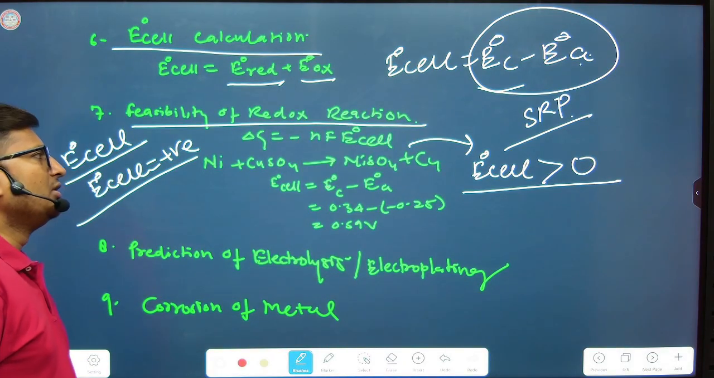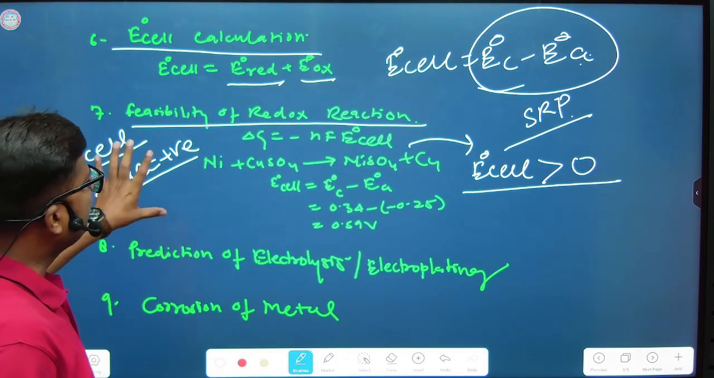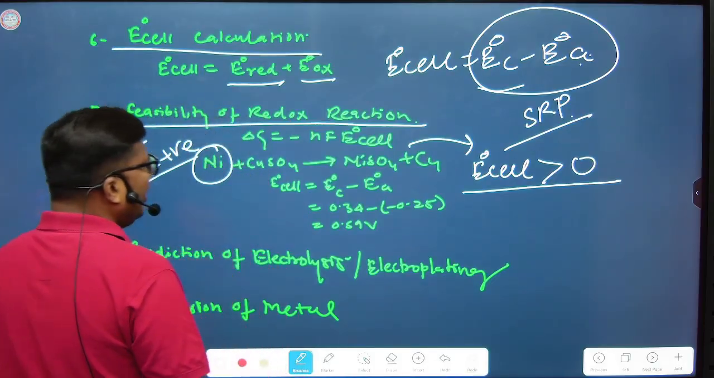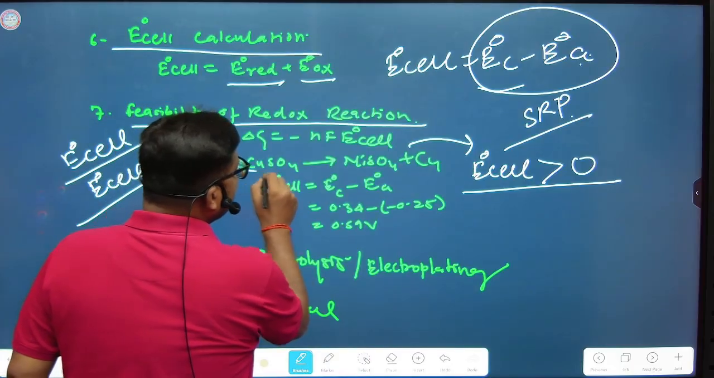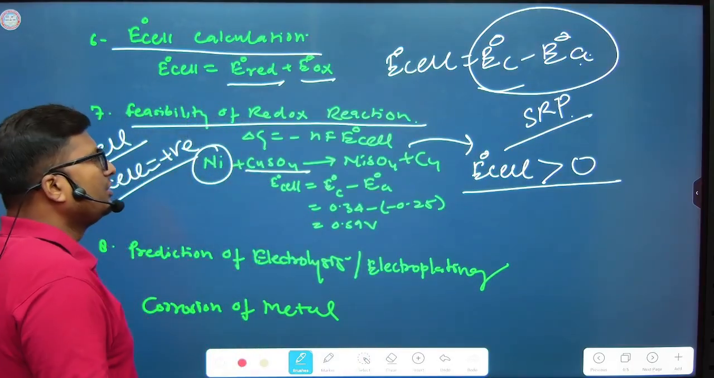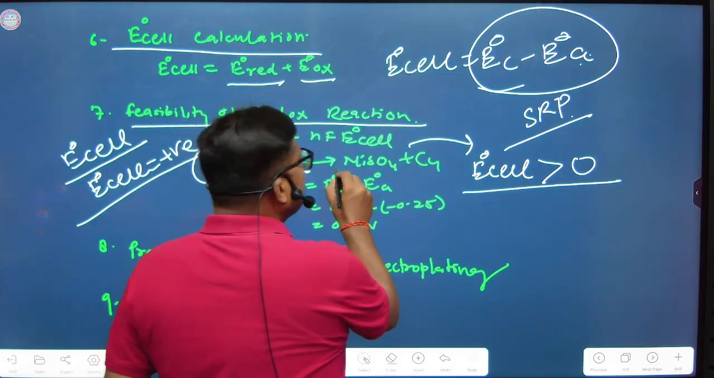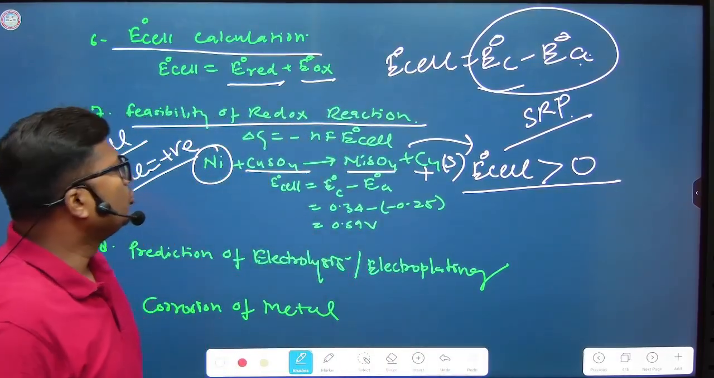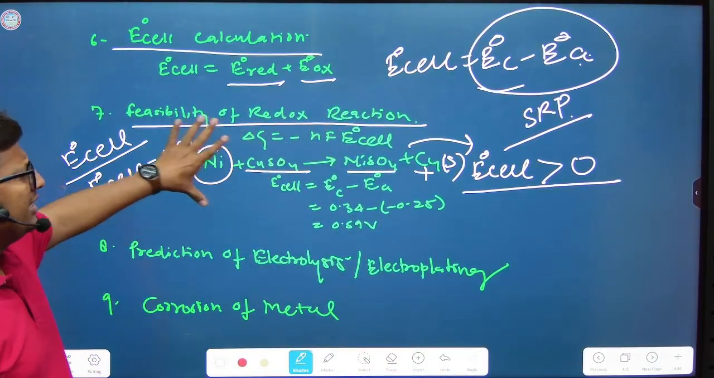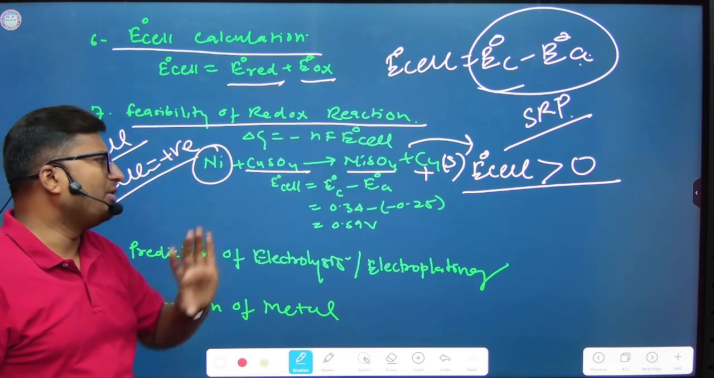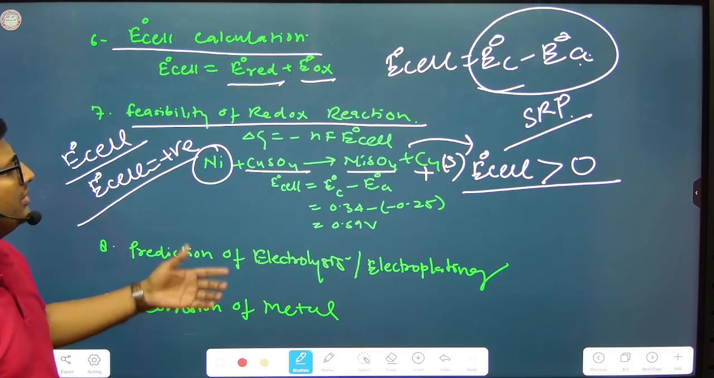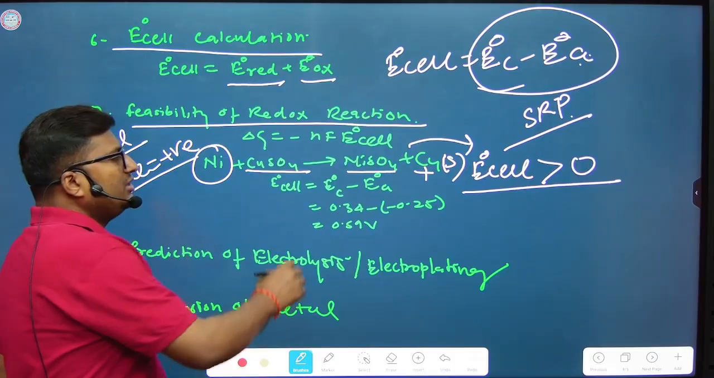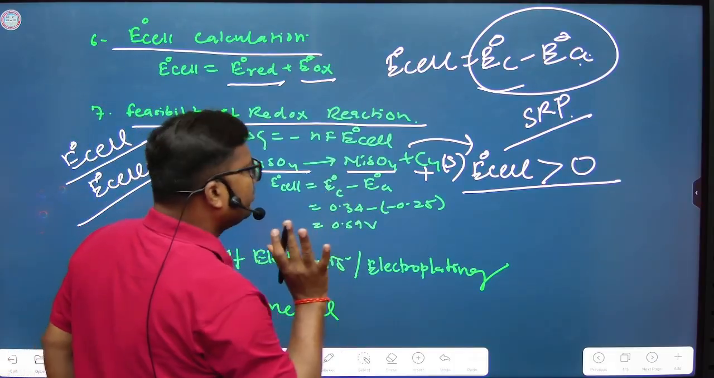Okay. Suppose we have a cell reaction like that. Here nickel is the element that is inserted in the copper sulfate solution, right? So it gives nickel sulfate plus copper, precipitated as solid. So this is the electrochemical cell, a type of galvanic cell, and the cell potential at standard state, that is E naught cell, is equal to E naught C minus E naught A, right?